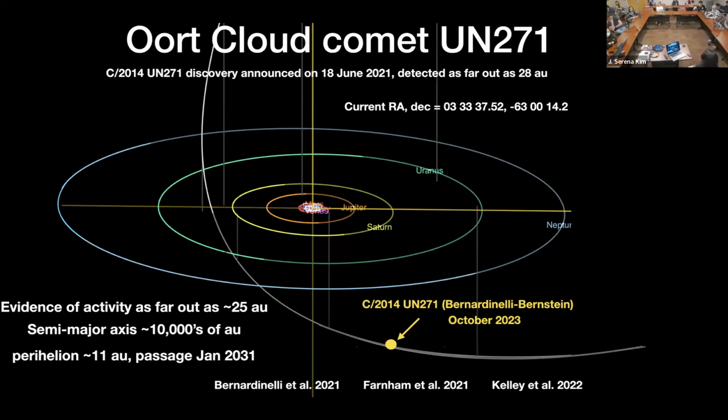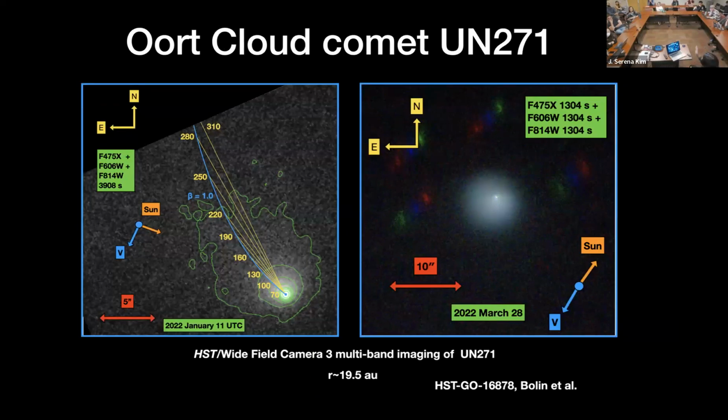It's basically on a near-parabolic orbit. But we do know that it has a very, very large semimajor axis on the order of thousands of AU, and it has a perihelion distance of 11 AU, which it will reach in January of 2031. So here's what it looks like. I took an image of it with the Hubble Space Telescope in 2021. It clearly has a coma.